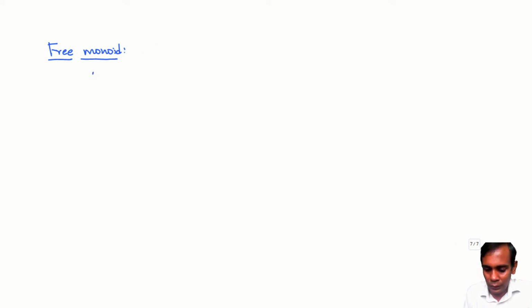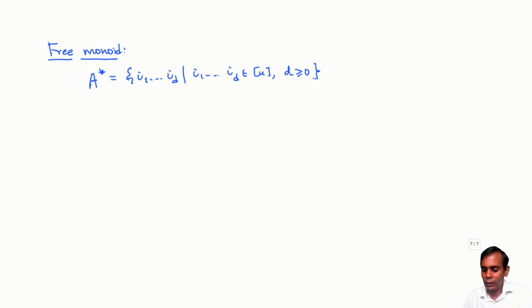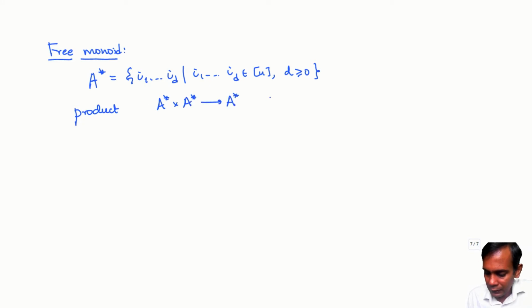So A_n star is going to be all words of the form i1, ..., id, where i1, ..., id belong to [n], and d can be greater than or equal to 0. So if d is 0, then there's only one word, namely the empty word of length 0. And the product operation on A_n star, a function from A_n star cross A_n star to A_n star, is the concatenation product.